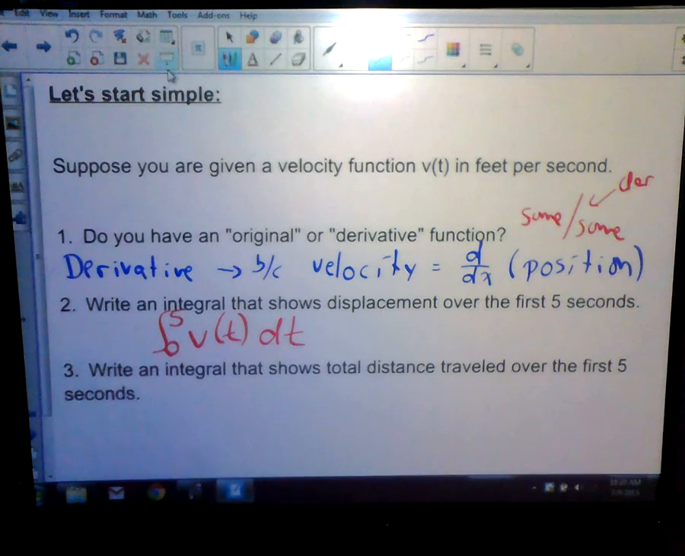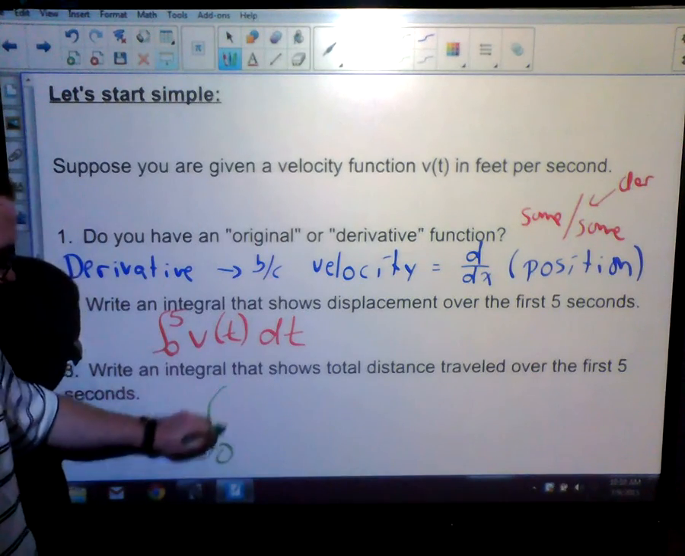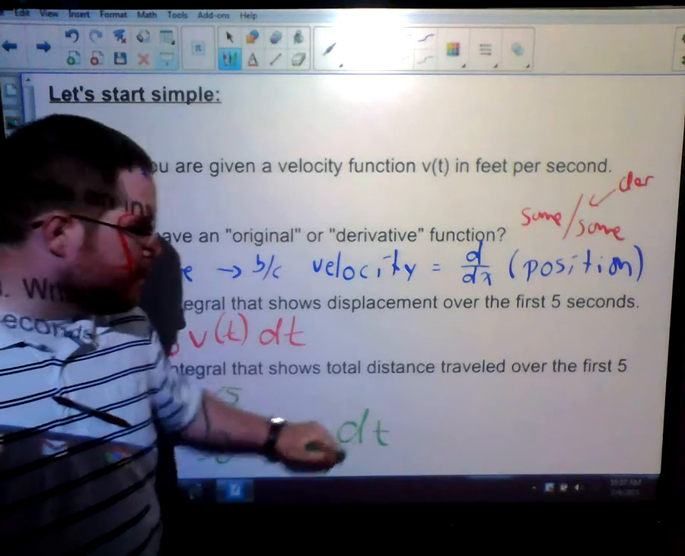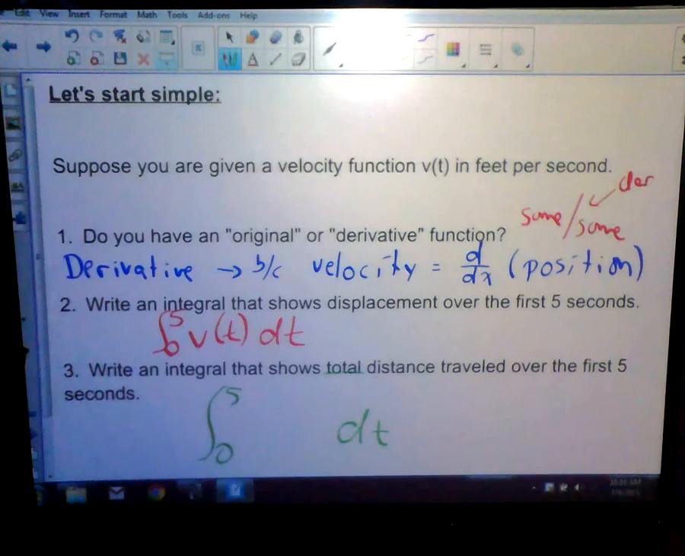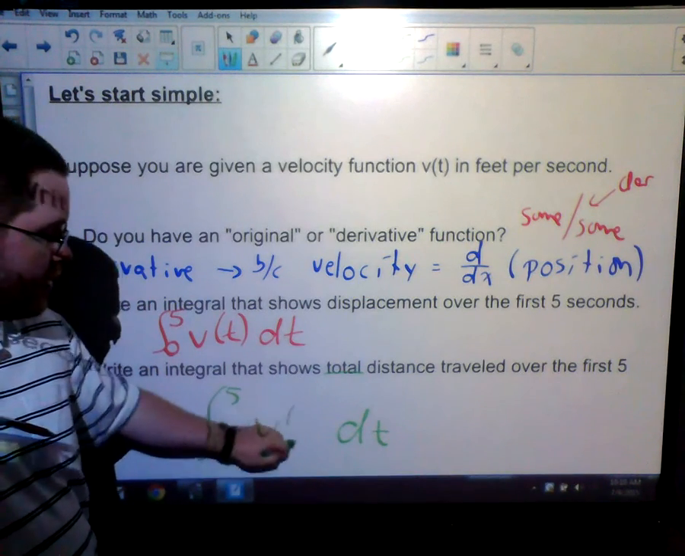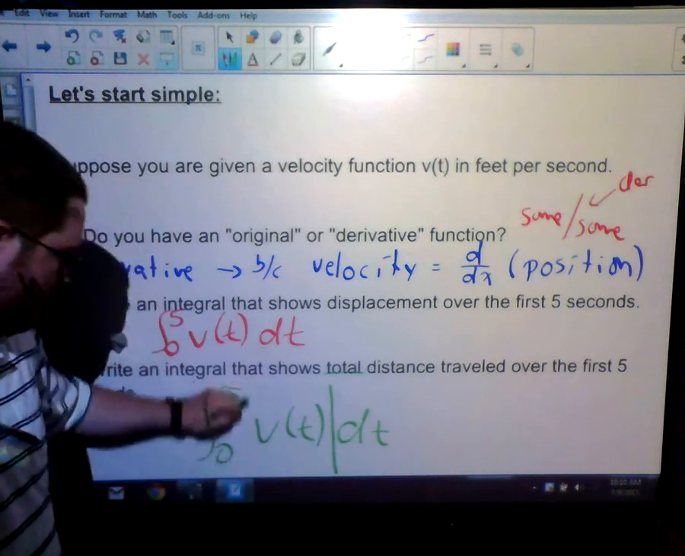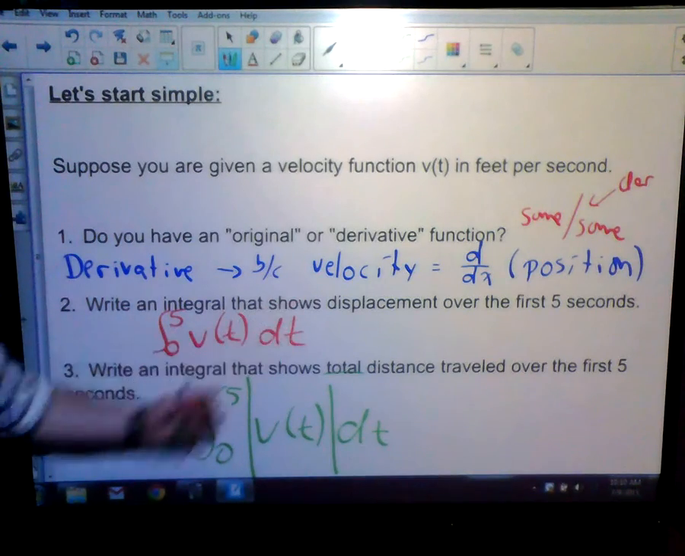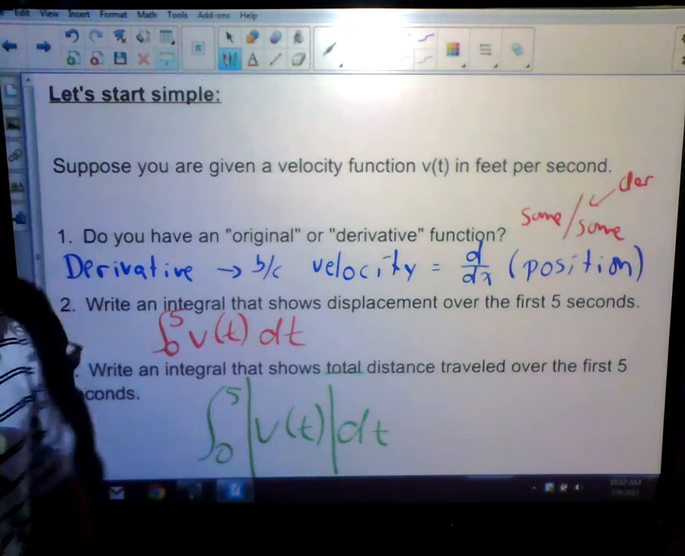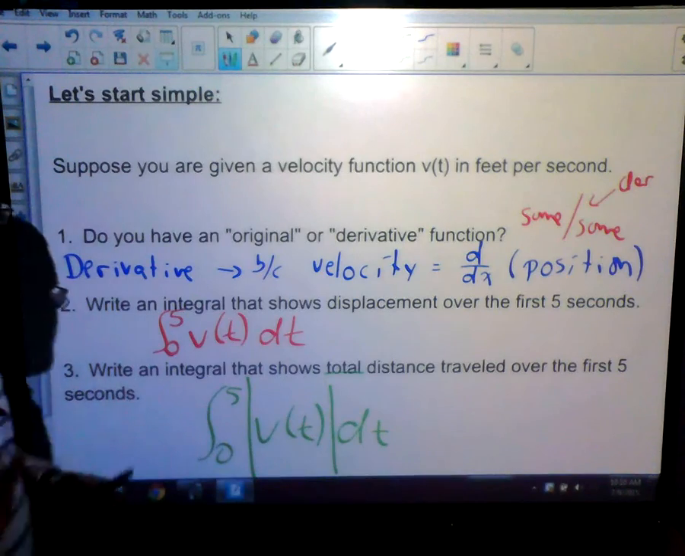What if I want to know the total distance traveled? Well, I still integrate from 0 to 5. But what kind of numbers mess up total distance? Negative numbers. I want to make sure that none of my velocities are negative. How can I make sure none of my velocities are negative? I put an absolute value around them. Net change, total change. I don't know if my velocities are positive or negative, so I have to put the absolute value bars there. We always do position, velocity, and acceleration.